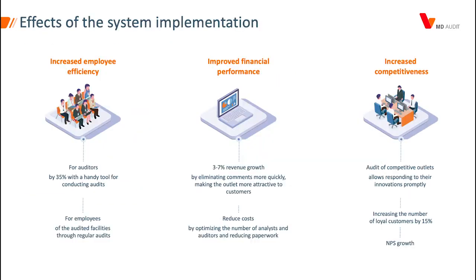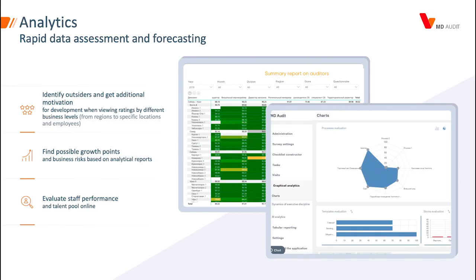Now, why do all of this anyway? If we take economic efficiency, then of course there are indicators of labor productivity growth. Our clients say that when using MD Audit, much less time is spent on filling out checklists and eliminating comments. You can completely get rid of paper forms. However, this is not the main advantage. The main advantage is that now the owner of the business can be sure that its auditors really carried out checks in the store, that everyone is working to company standards and understands their duties equally.